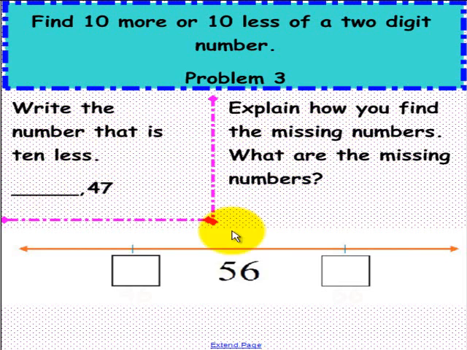What are the missing numbers? Here's a 56. What is 10 less? And what is 10 more? If you would, please pick up a pen to solve these two problems.